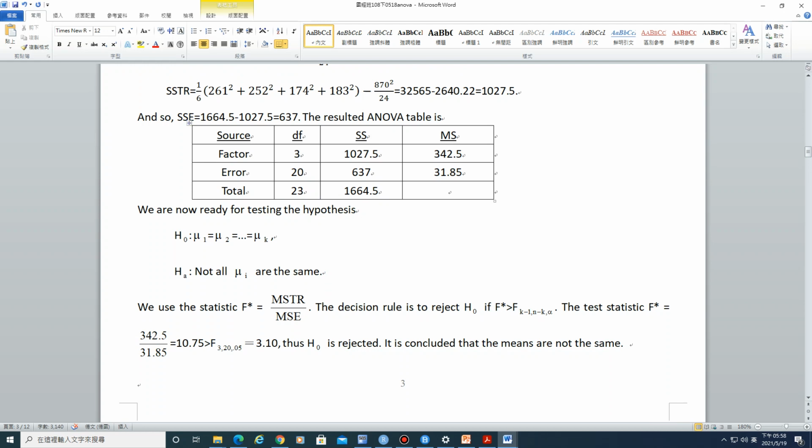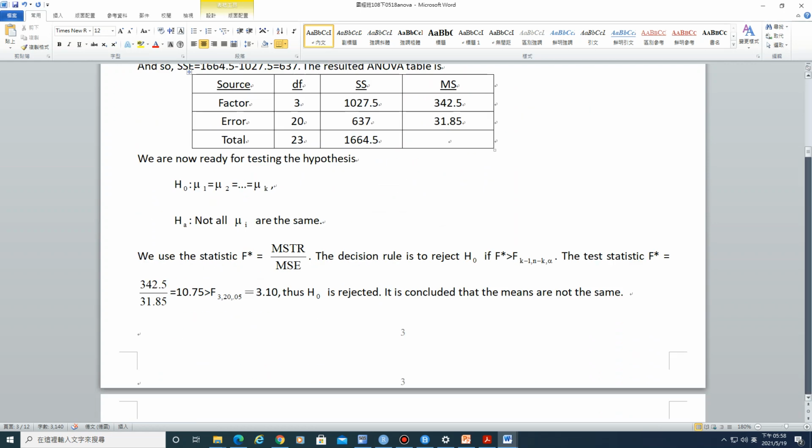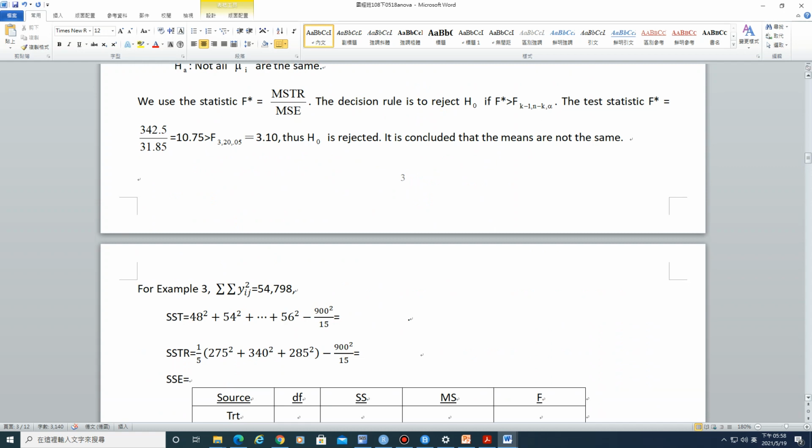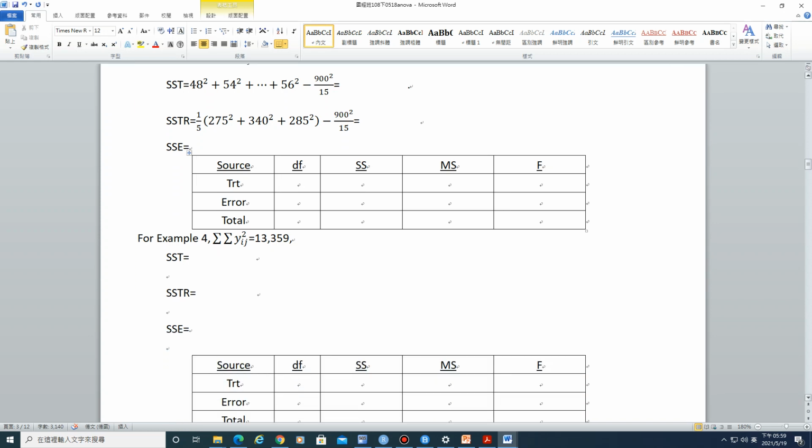And yeah, this is the second example. The first example actually is 9.18 using 2 and 12 degrees of freedom. Okay, and the first step, to test to see whether the means are the same, we have done it. It is suggested that you work on several exercise problems to familiarize yourself with the method.